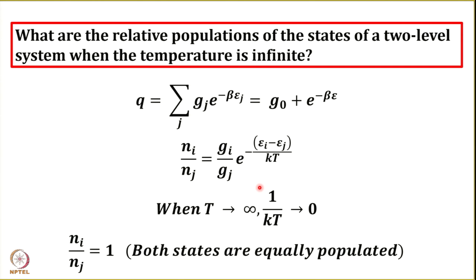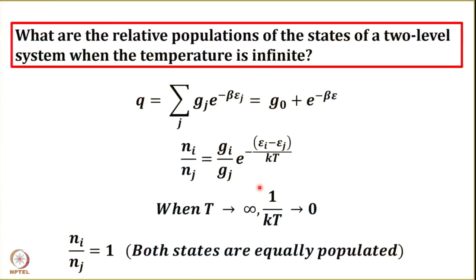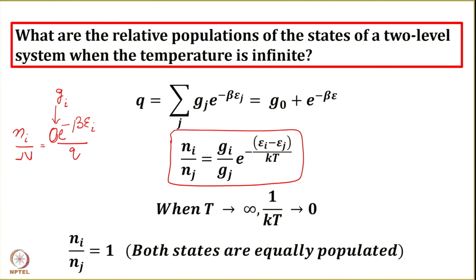So therefore, you remember that I said that you can include a degeneracy into Ni upon N. Let's rewrite that. Ni upon N is equal to exponential minus beta Ei upon Q. And what I said that if there are more than one state corresponding to one particular energy, that will form a level, and that degeneracy factor can be included over here. Right? So therefore, if I put gi over here and then I write Ni upon Nj, I end up with this kind of result. And obviously, when temperature approaches infinity, 1 over kT approaches 0, Ni upon Nj is equal to 1. Both states are equally populated.